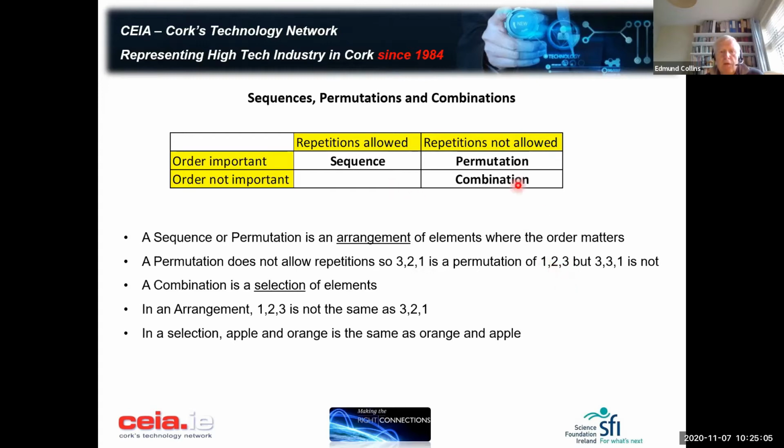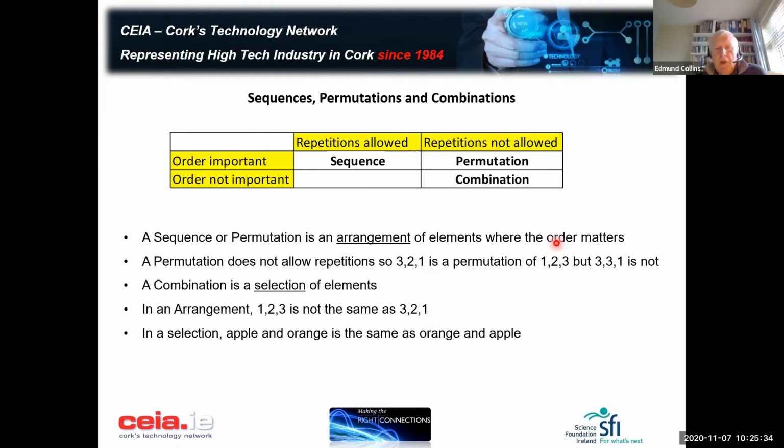Then in the case of a combination, order is not important, and again, repetitions are not allowed. So a combination is a selection of elements. In a selection of elements, in a combination, an apple and an orange is the same as an orange and an apple. In an arrangement, 1, 2, 3 is not the same as 3, 2, 1.